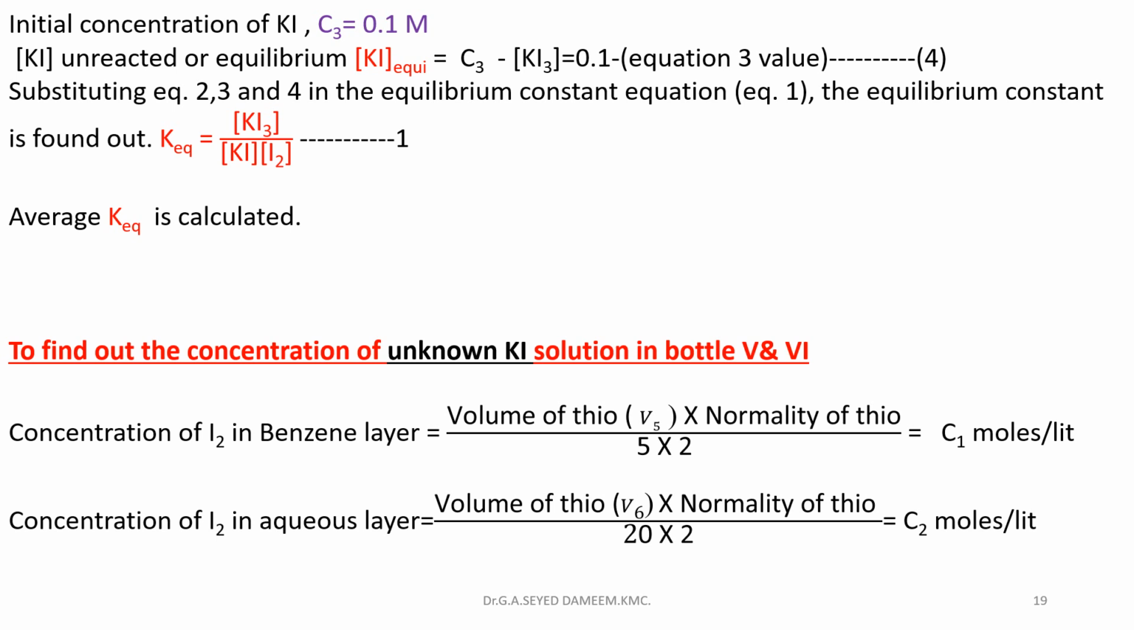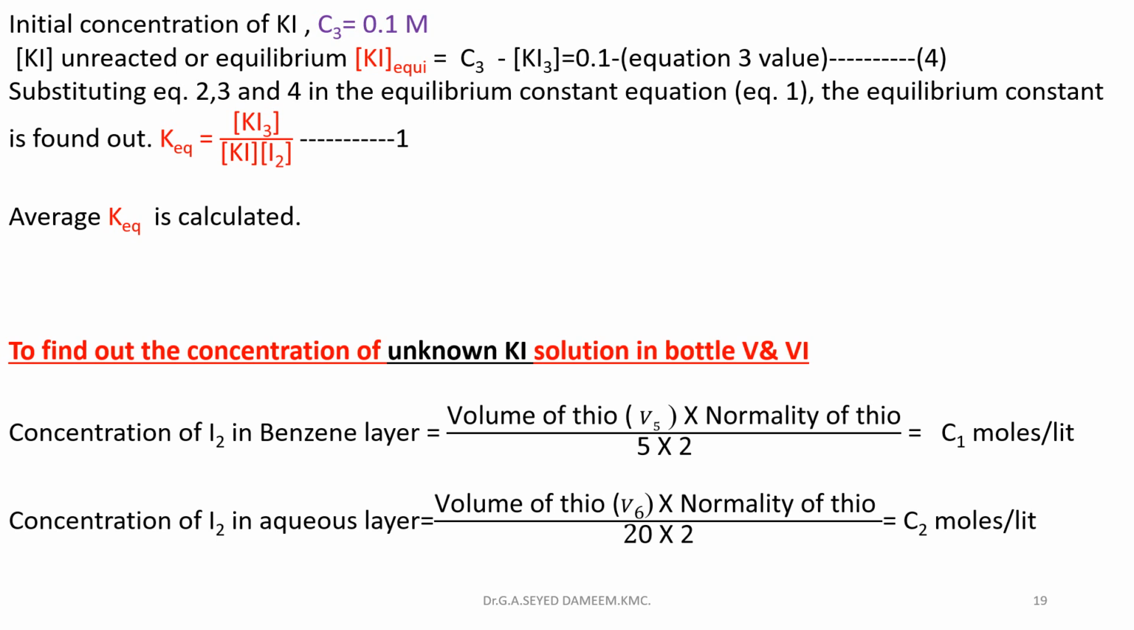So using bottle 3 and bottle 4, these equilibrium constants are calculated, and the average of these two is taken. Using that equilibrium constant, we can determine the concentration of unknown KI in bottles number 5 and 6. So after determining the equilibrium constant, the next step is to find the concentration of unknown KI solution in bottle number 5 and 6.